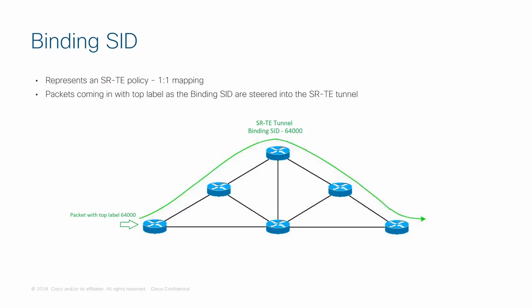No. So assume R5 is the rightmost router and leftmost is R1. My best path is R1, R3, R5, with R3 in the middle. If my top label is 16,005, which is R5's node SID, then R1 will retain the label 16,005 and send it to R3. All the five labels will be retained till R5. No, I don't need five labels, right?